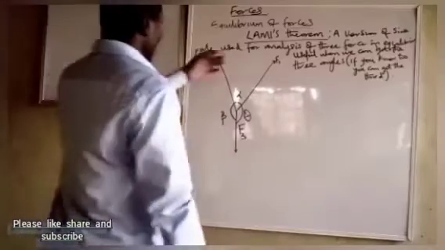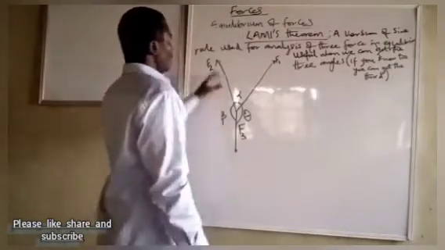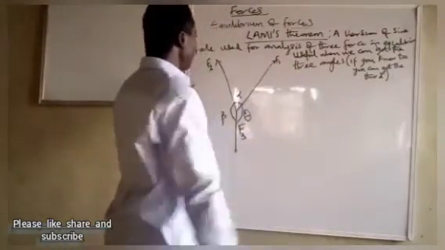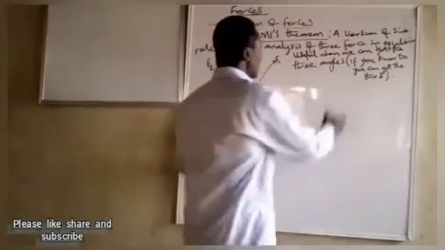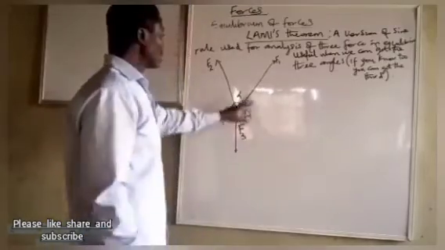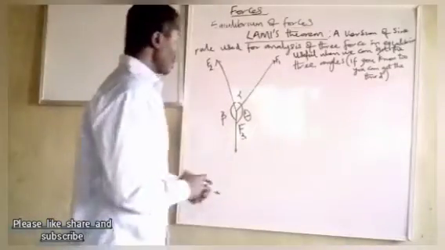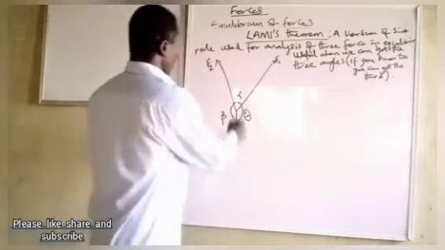Now, from the three forces in equilibrium, Lami's theorem is a version of sine rule used for analysis of three forces in equilibrium. It is useful when you can get the three angles. So if you know two angles, you can know the third one, since the total angle is 360. Now let's see how Lami's theorem can be used.